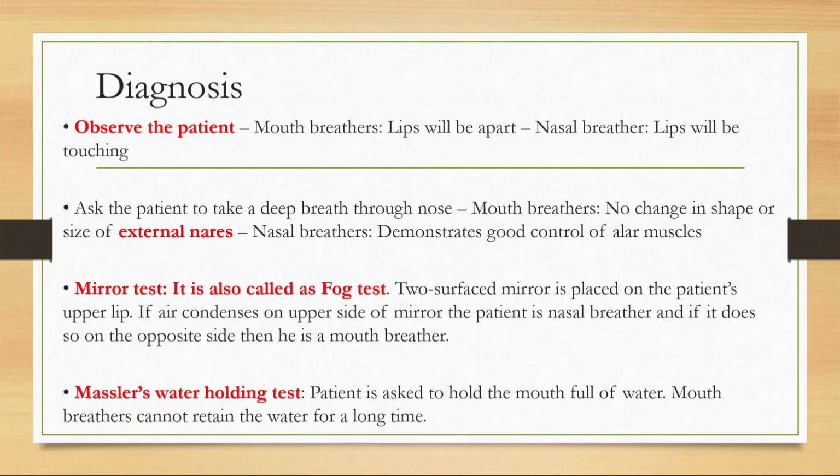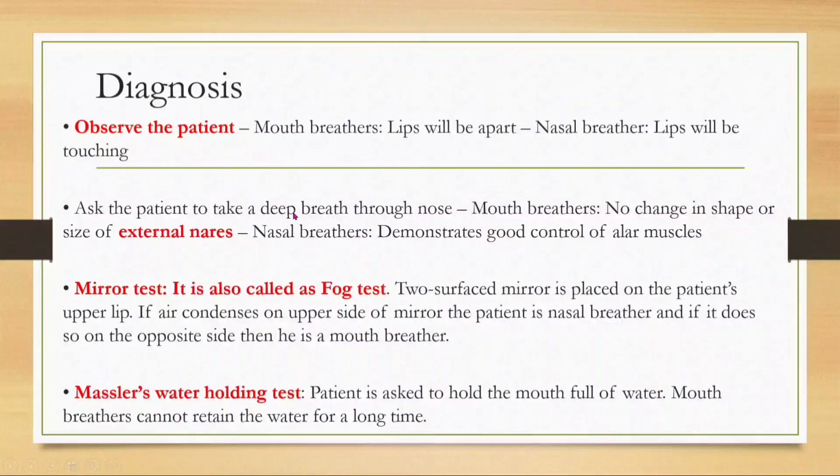So how do we diagnose mouth breathing? There are many tests, many diagnostic methods. The first one is observing the patient. In mouth breathers, the lips will be apart, whereas in nasal breathers, the lips will always be touching because they are breathing through the nose. But mouth breathers have to open the mouth, so the lips will be apart.